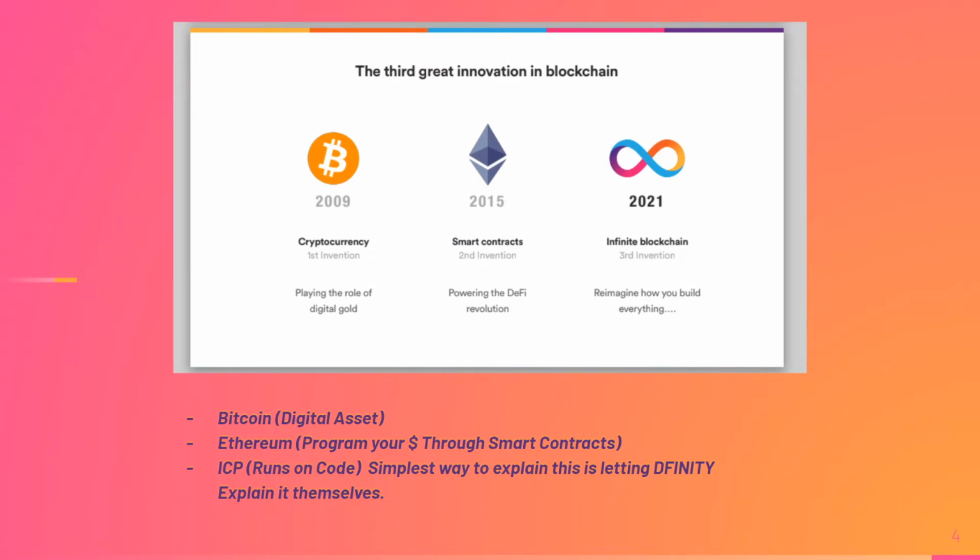Ethereum is powering the DeFi revolution. And then third, last but not least, we have DFINITY with ICP, which is the infinite blockchain. With DFINITY, they're reimagining how you build basically everything. Again, Bitcoin being a digital asset, Ethereum allows you to program your money through smart contracts, and ICP runs on code. Simplest way to explain this is letting DFINITY explain it themselves. Next up is a clip explaining how the tokenomics work with ICP, and how they plan on decentralizing the internet and how this plays a big role in the future.